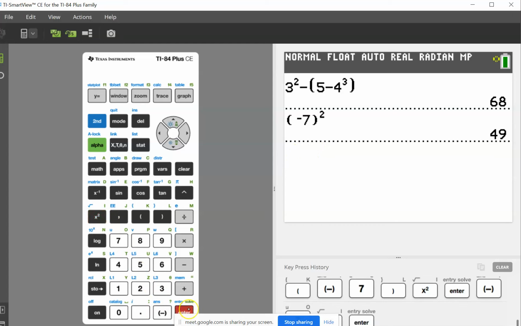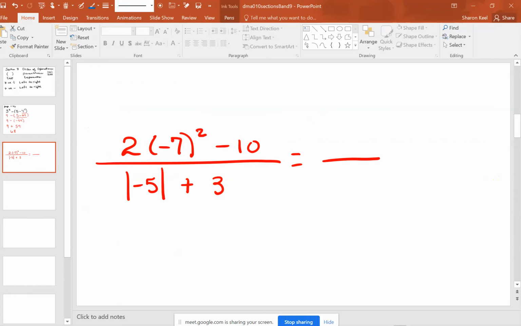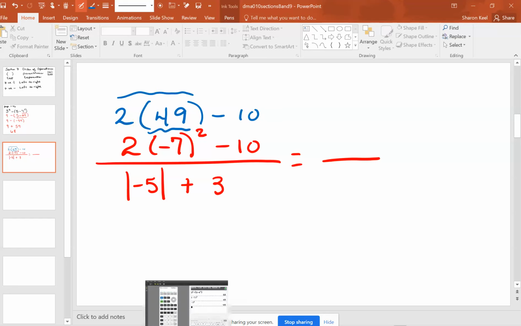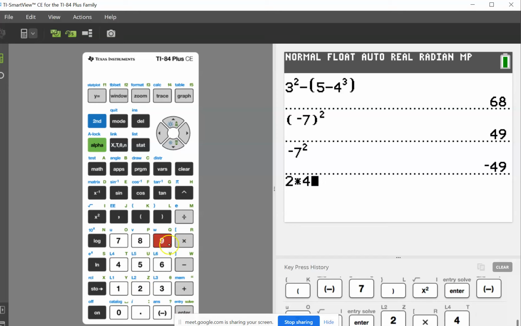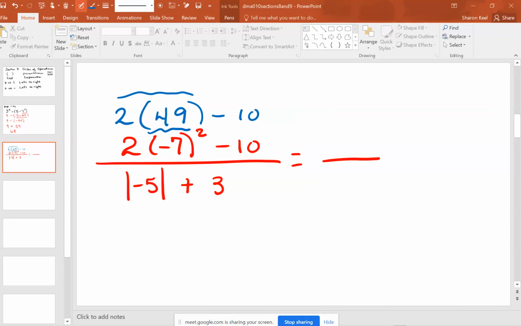This one doesn't have a parenthesis and it gives us a negative. So when you type something in, be sure that you type it correctly. So this would be a positive 49. So what I have is 2 times 49 minus 10. I'm going to work left to right. 2 times 49 is going to give us, should be 98. So we now have 98 minus 10, and that combined gives us 88.